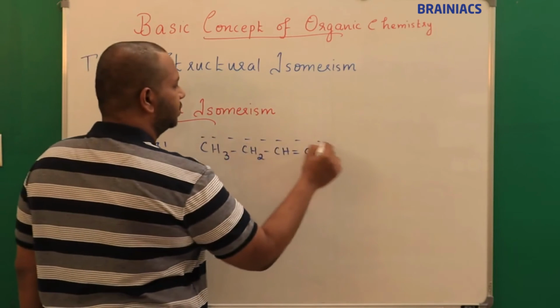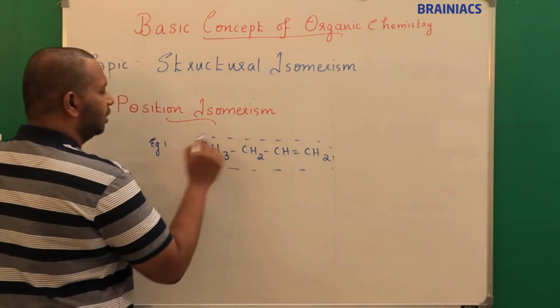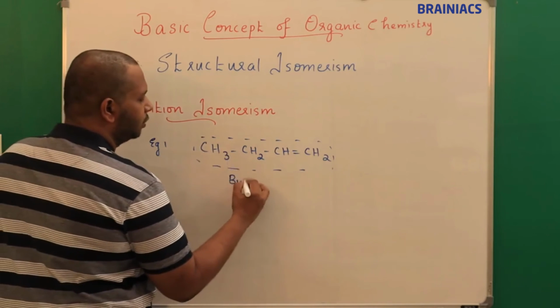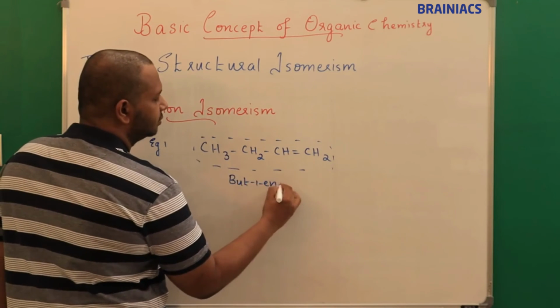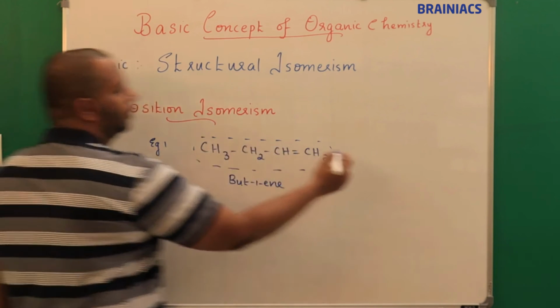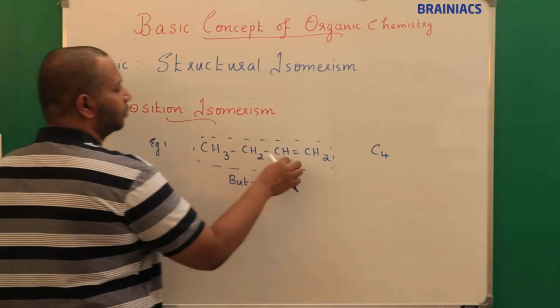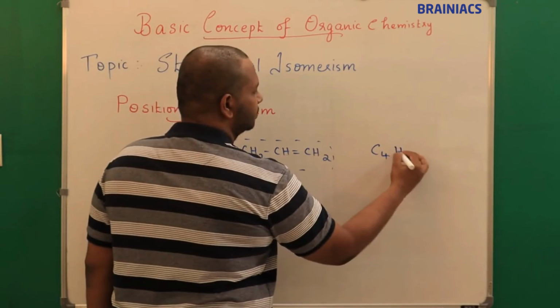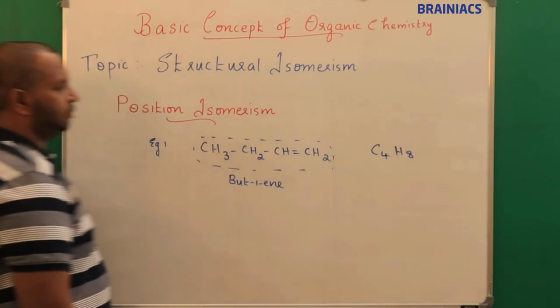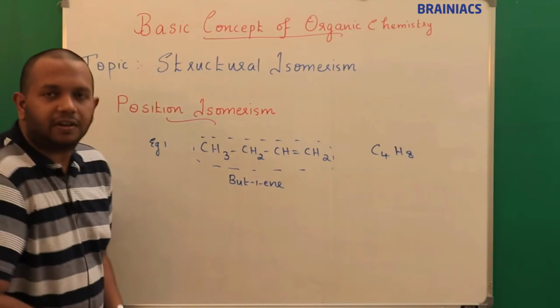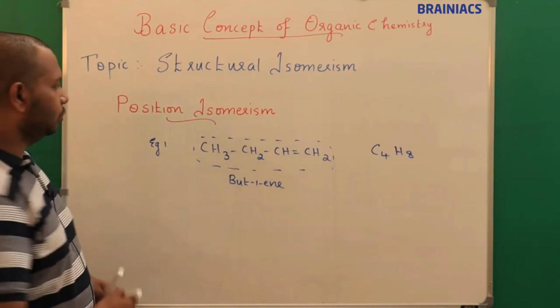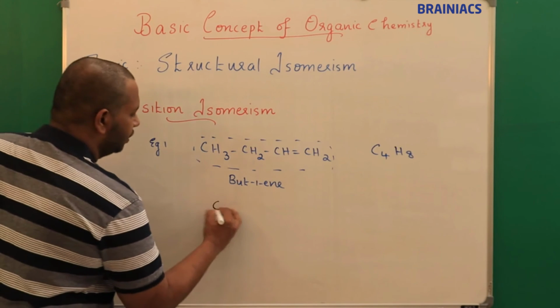This is my parent carbon chain, correct? So what is the name of this compound? But-1-ene. And what is the formula? 4 carbon atoms. So C4, hydrogen 3 plus 2 is 5, plus 1 is 6, plus 2 is 8, C4H8. Now I am drawing another compound, and you need to tell me how these two are related.